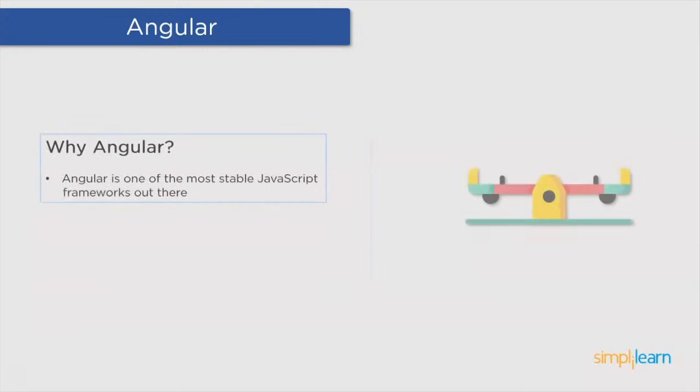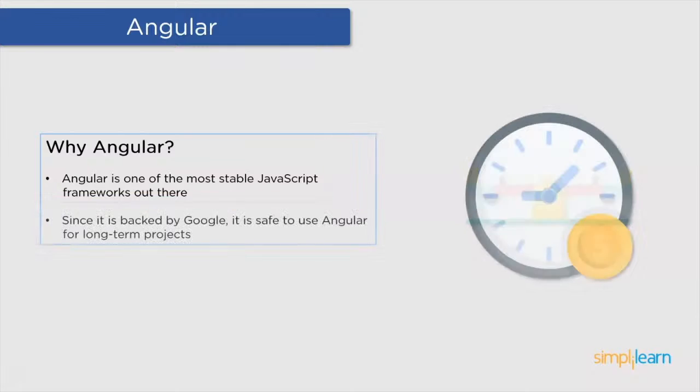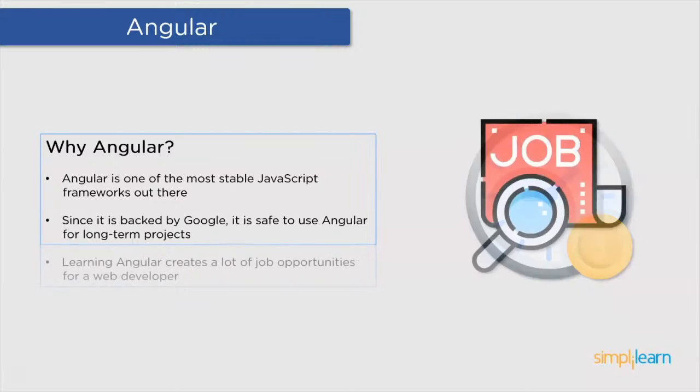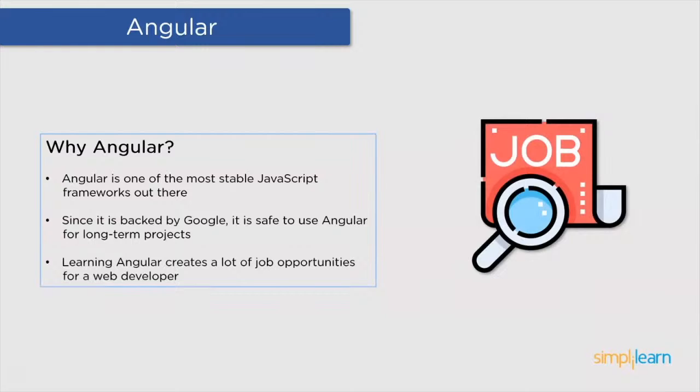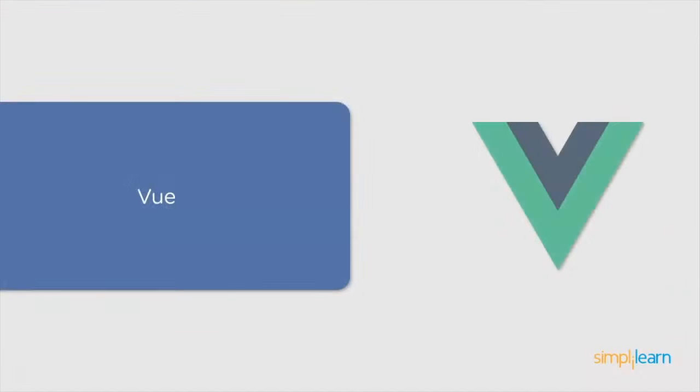Now, why should you learn Angular? Angular is one of the most stable frameworks out there. It is also the most complete, meaning you don't need to integrate with other frameworks since it pretty much includes everything for the web development of a complete web application. Angular, backed by Google, is a safe choice for long-term projects since it is not going anywhere anytime soon. Angular is obviously used by Google for its web applications and also used by other large-scale companies, creating a lot of job opportunities. Now followed by Angular, the next one we have is Vue.